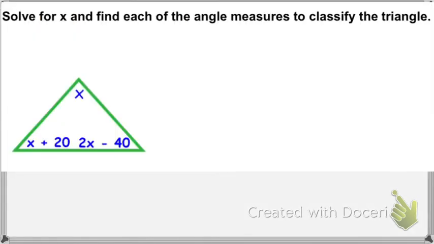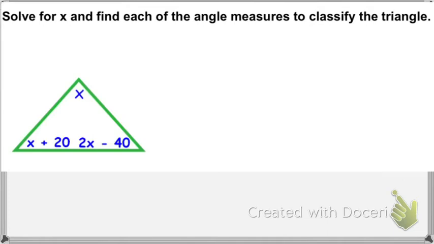Alrighty, continuing on. So we have this triangle here. We know this angle up here is x, this angle down here is x plus 20 degrees, and this angle down here is 2x minus 40 degrees. If we know these three things, is there a way we can figure out what x is or what each of these angle measures are? Raise your hand if you can help me out with this one.